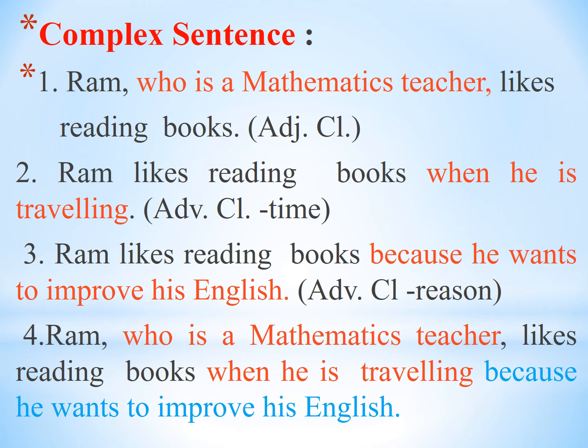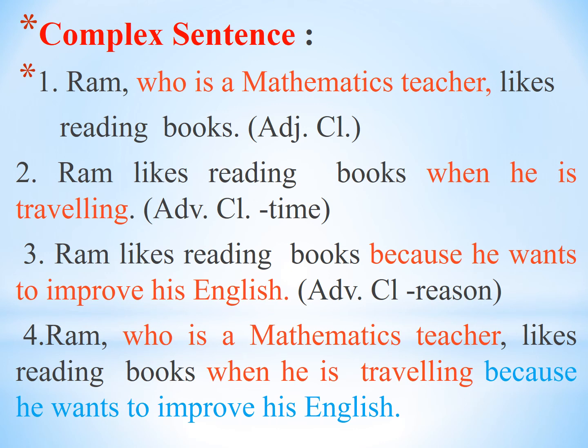Now in the above three sentences there is one independent clause and one dependent clause, and they are connected with who, when, and because. These are the conjunctions used to connect these two clauses, the independent clause and the dependent clause.